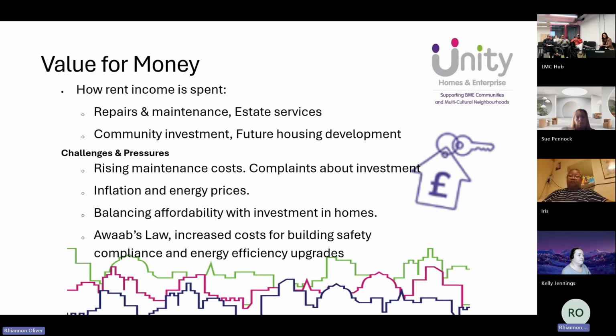It's the balance of thinking about how affordable these increases are for tenants. It's your homes, isn't it? What the impact is for you. Alongside that, we also need to make sure we're still invested in the properties, to make sure they are good homes.